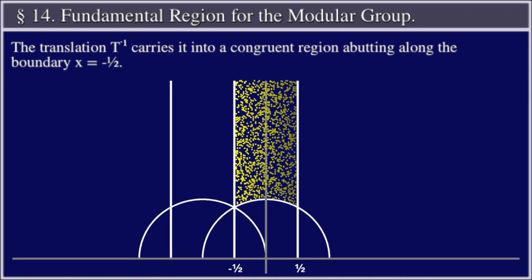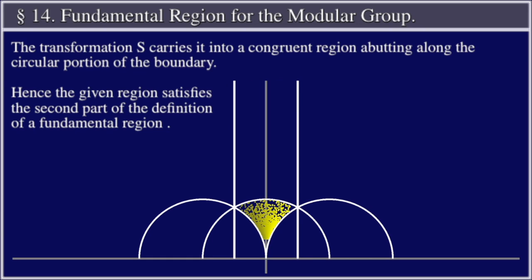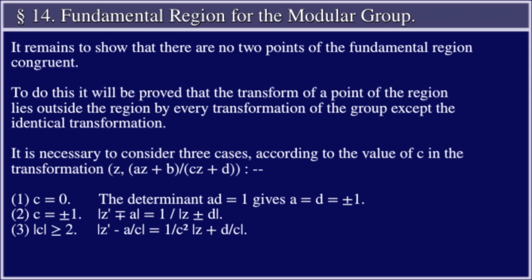The transformation S carries it into a congruent region abutting along the circular portion of the boundary. Hence, the given region satisfies the second part of the definition of a fundamental region. It remains to show that there are no 2 points of the fundamental region congruent. To do this, it will be proved that the transform of a point of the region lies outside the region by every transformation of the group except the identical transformation.